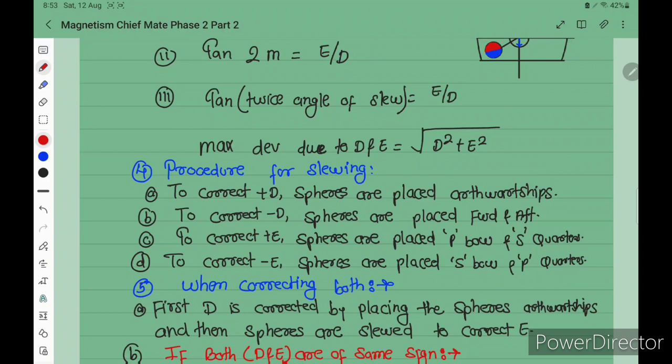Okay, so the procedure for slewing. First we have to correct D, then we have to correct E. To correct plus D, the spheres are placed athwartships. So if D is present, we have to correct it with minus D, so D present is in the athwartship direction. So to correct plus D, spheres are placed athwartships. To correct minus D, spheres are placed fore and aft. To correct plus E, spheres are placed port bow and starboard quarter. To correct minus E, spheres are placed starboard bow and port quarter.